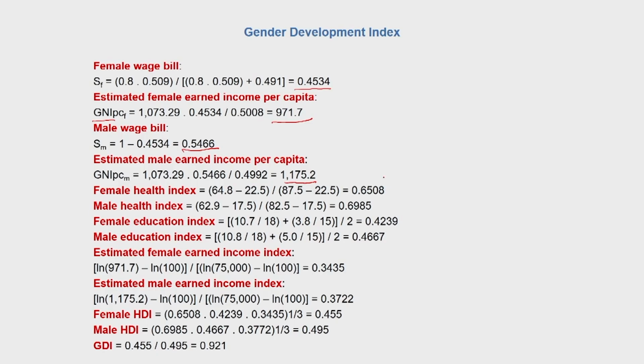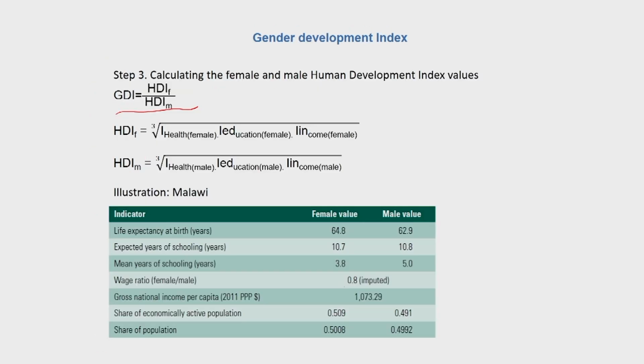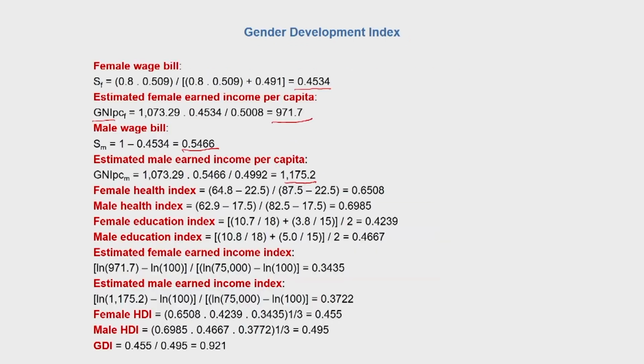Similarly, the health indices are calculated. In this case here, if you look at the values again, life expectancy at birth 64.8 minus the minimum 22.5. So actual minus minimum divided by maximum minus minimum. This is the female health index. This is the male health index, female education index, male education index, and the estimated female earned income index, which is the log transformation of the incomes that have been taken, that comes to 0.3435 for females and 0.3722 for males.